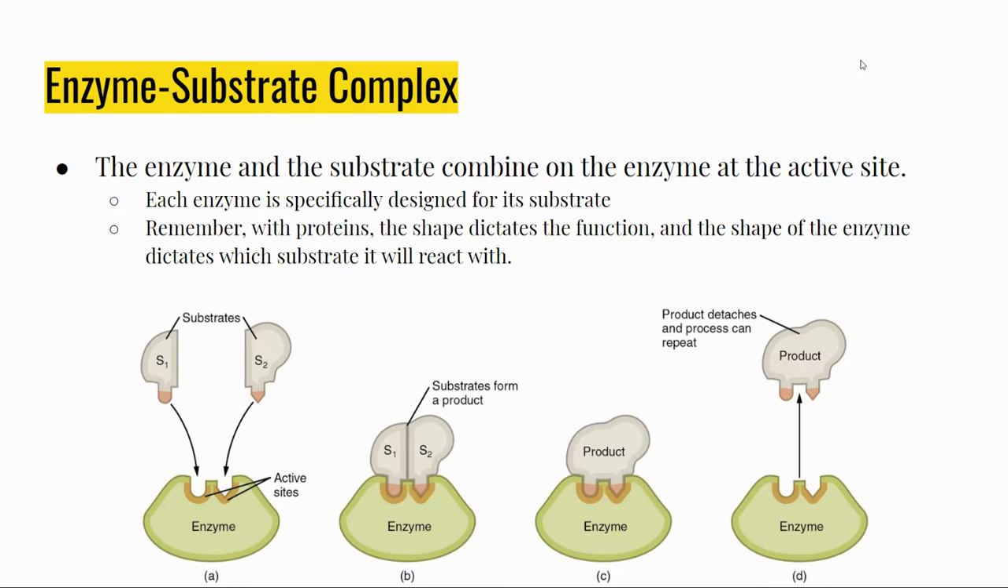For example, salivary amylase will only attach to starch. It's a particular shape at the particular active site. It will not attach to anything else. It is specifically designed to attach to that one type of macromolecule.